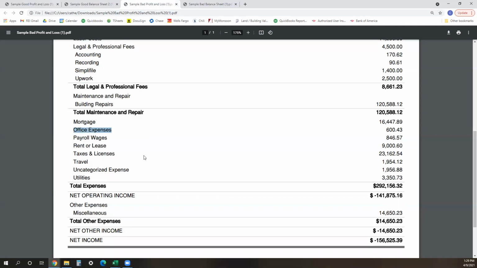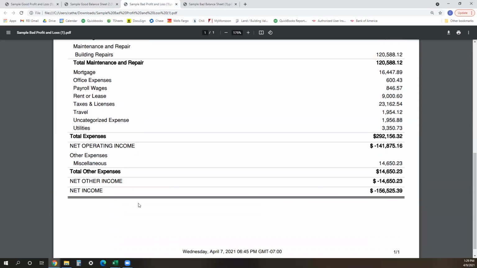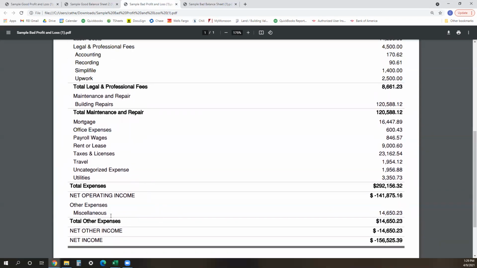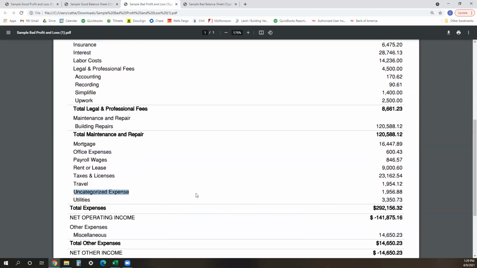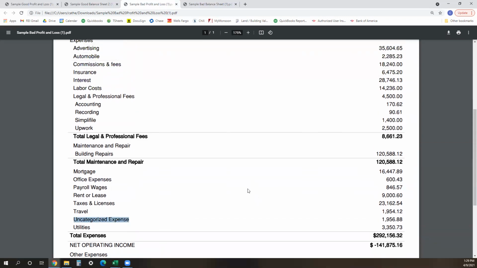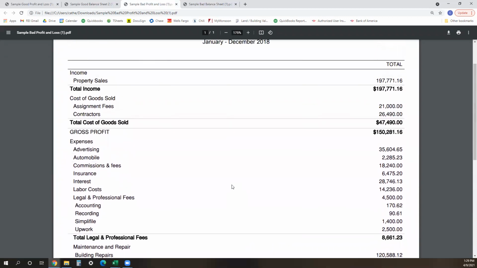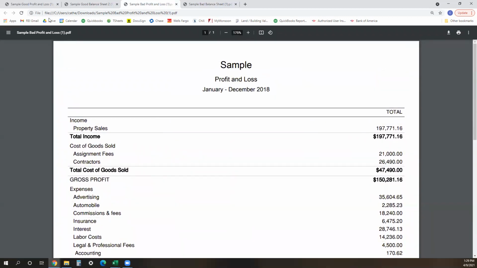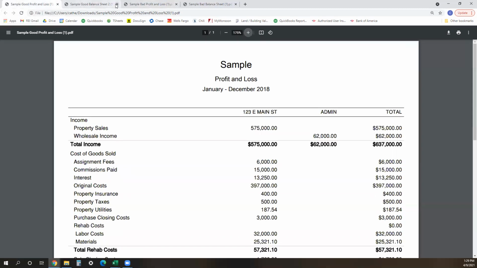There are two on here I wanted to point out: uncategorized expense and miscellaneous expense. These aren't really ideal to have. You don't know what they are for. It's really hard to read this report and make a judgment call of what you're spending your money on if these categories are pretty vague. So that's a profit and loss that is not such a good example, and we'll jump into the good profit and loss.